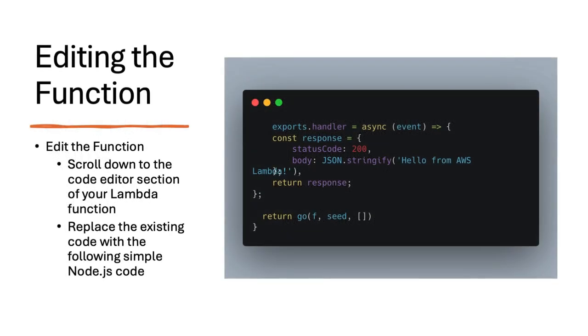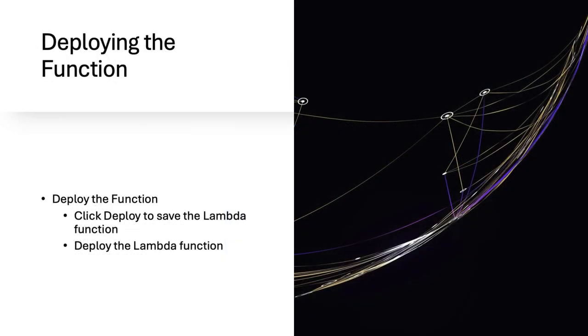To create a basic Hello World function in JavaScript, scroll down to the code editor section of your Lambda function and replace the existing code with simple Node.js code. To deploy the Lambda function, click the Deploy button to save and deploy it.